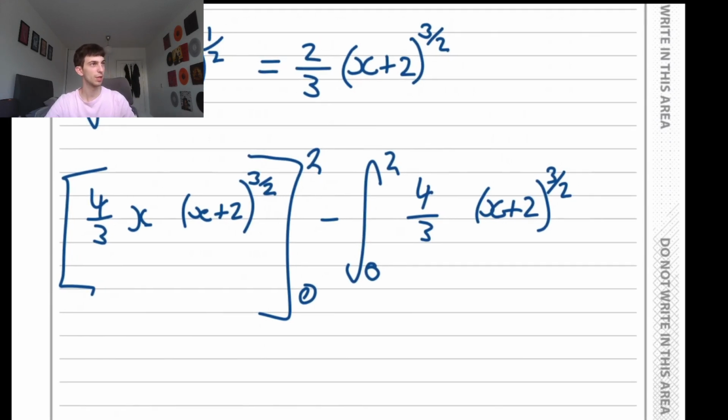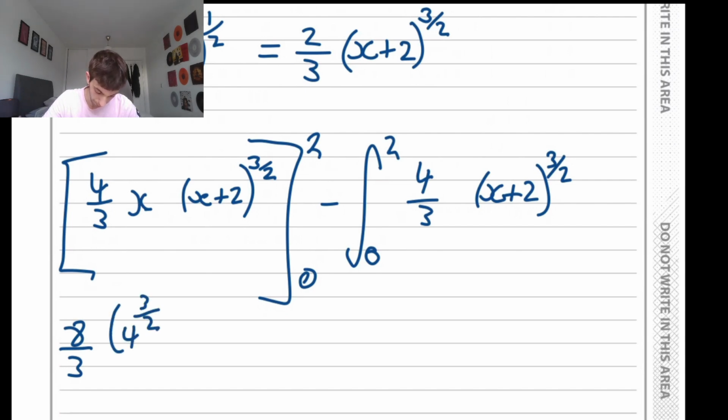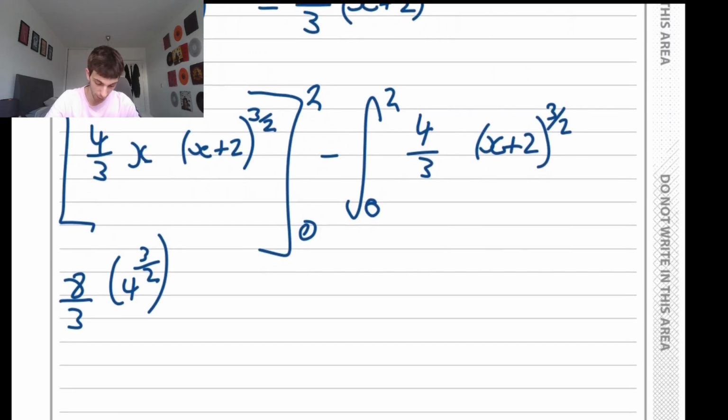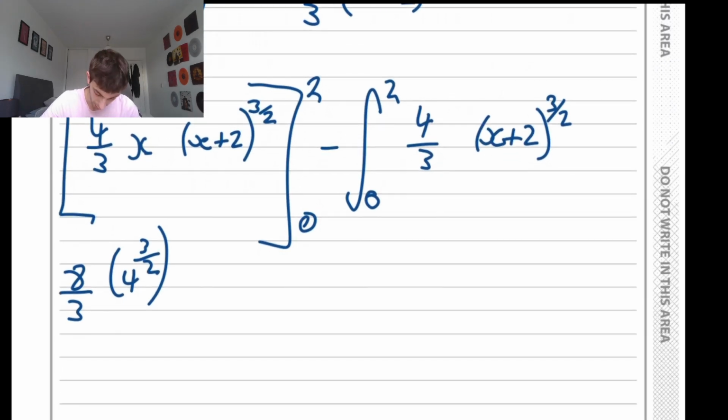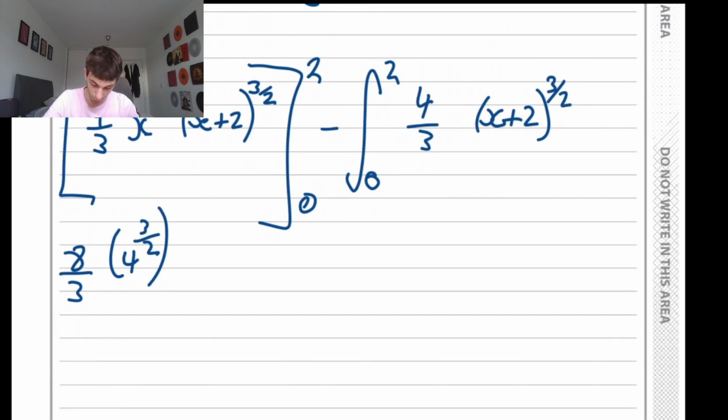First things first, let's already plug in the limits on this left-hand side here. So we have 2 times 4 over 3. That's going to be 8 over 3. So we have 8 over 3 multiplied by 2 plus 2. So that's multiplied by 4 to the power of 3 over 2. Well, 4 to the power of 3 over 2, we already know what that is. That's going to be square root of 4 to get 2, cube it to get 8. So we actually have 8 over 3 multiplied by 8. We can already write that as 64 over 3.